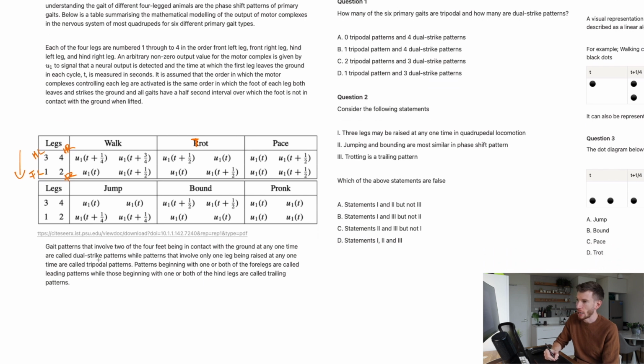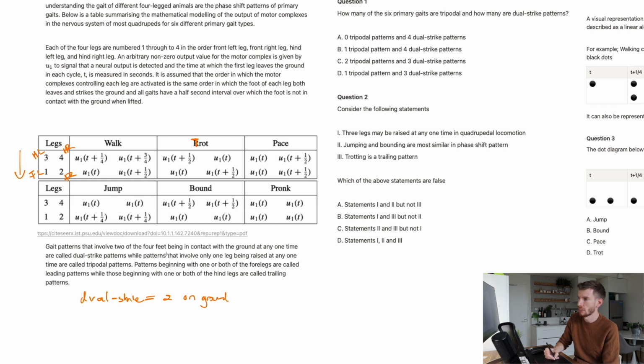And then it says gait patterns. So I've written in then gait patterns that involve 2 of the feet being in contact with the ground at any one time are called dual strike patterns. So I would define that. And in my notes, I would just write dual strike and then just write equals 2 on ground.